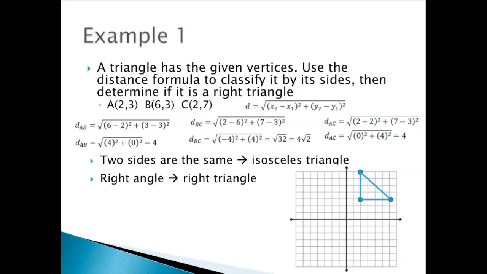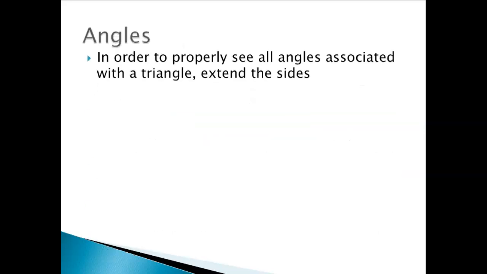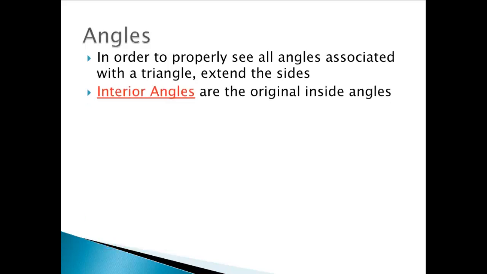Alright, now let's talk about the angles within a triangle. In order to properly see all angles that are associated with a triangle, we have to actually extend the sides. First we have what we call interior angles, which are the original inside angles. They are highlighted here in this picture. So those are your interior angles.